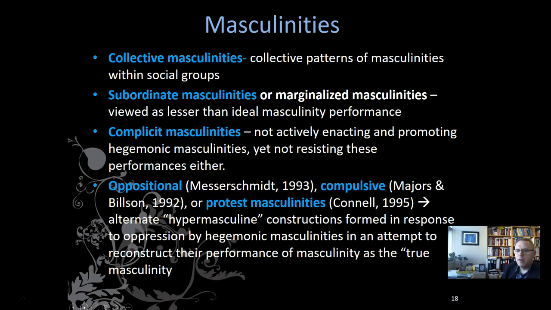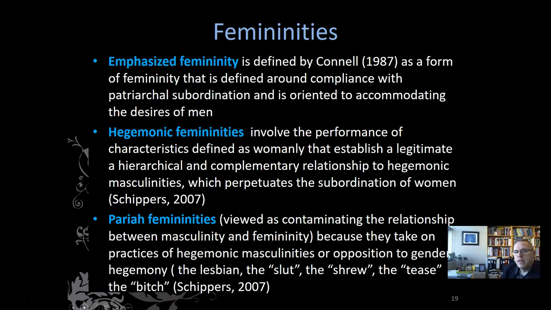And men will often pick resources that they have available to them. So a man who's poor, who doesn't have the ability to demonstrate their masculinity through the expenditure of money, may put more emphasis on physicality. So anyway, I don't want to beleaguer this point because this is just to give you some idea about things. Now, in the realm of the femininities, there are different forms as well, and Raewyn Connell defined emphasized femininity as a form of femininity that's defined around compliance with patriarchal subordination and is oriented to accommodating the desires of men.